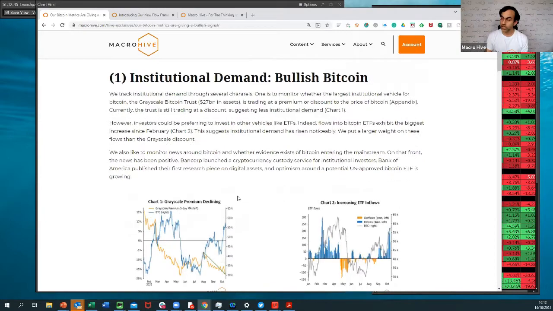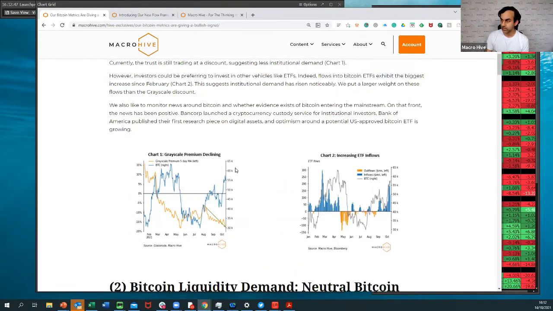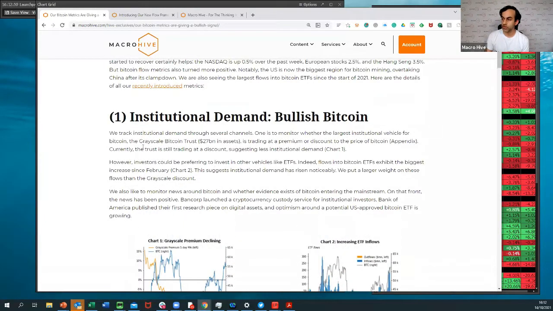So one I like to look at is the Grayscale fund. There's something called the Grayscale Bitcoin Trust, which is a US-based trust that allows institutional investors to get exposure to Bitcoin. This trust only allocates money to Bitcoin. So if you're an institutional investor, like a big asset manager, and you're not allowed to hold Bitcoin, you can make an allocation to this trust. And through that exposure, you then have exposure to Bitcoin.